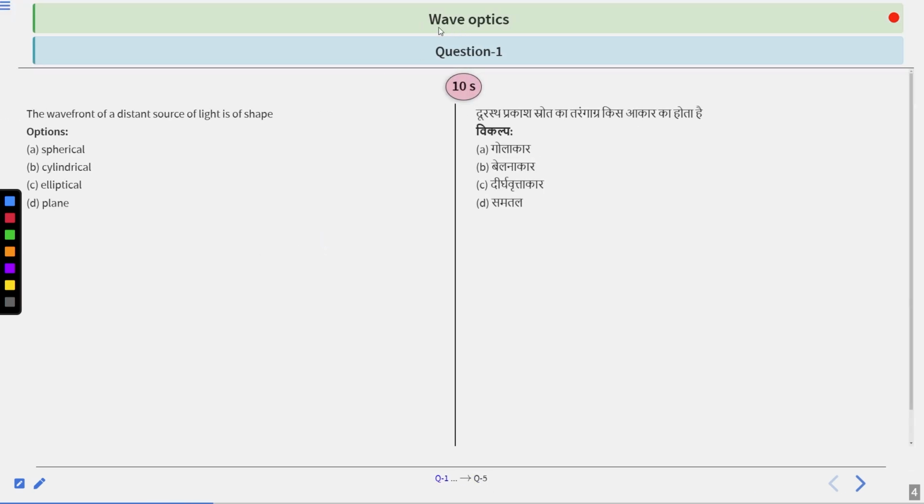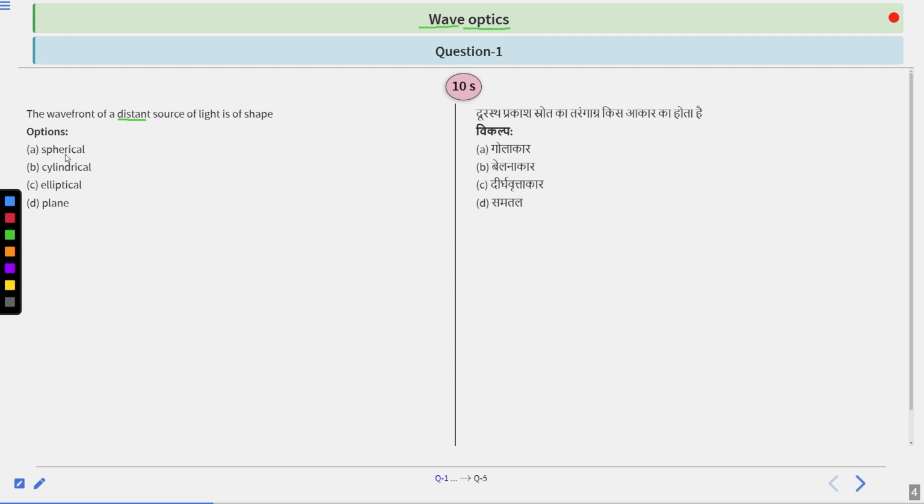So, the topic is wave optics. The question is: the wavefront of a distant source of light is of what shape? This question asks what will be the shape of the wavefront when the source is a distant source. Given options: option A is spherical, option B is cylindrical, option C is elliptical, and option D is plane.